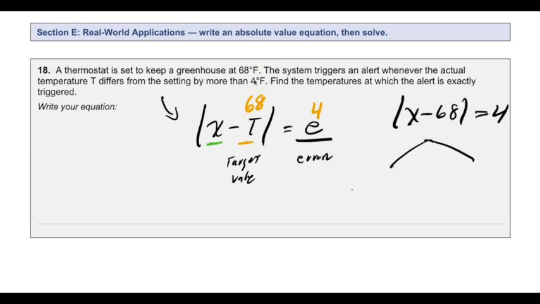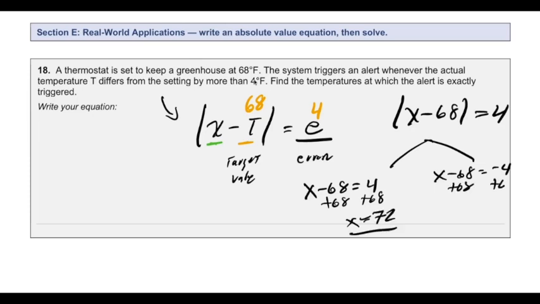And then we could solve it. X minus 68 equals 4. X minus 68 is equal to negative 4. And then we just solve each one. X is equal to 72, and x is equal to 64. So we want to be between 64 and 72. It's an alert at 72 and at 64, so any of those two things, it's an alert.